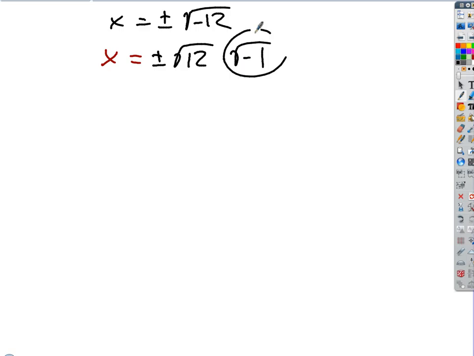What is this going to become then? That's i. And so our answer would look like plus or minus the square root of 12 times i in our last example. Okay? And that means something. That means that's an imaginary number. It's got an i in it. Anytime we have an i in it, it means it's got this imaginary unit, and therefore, taken as a whole, this represents two different imaginary numbers that are both solutions. Okay?